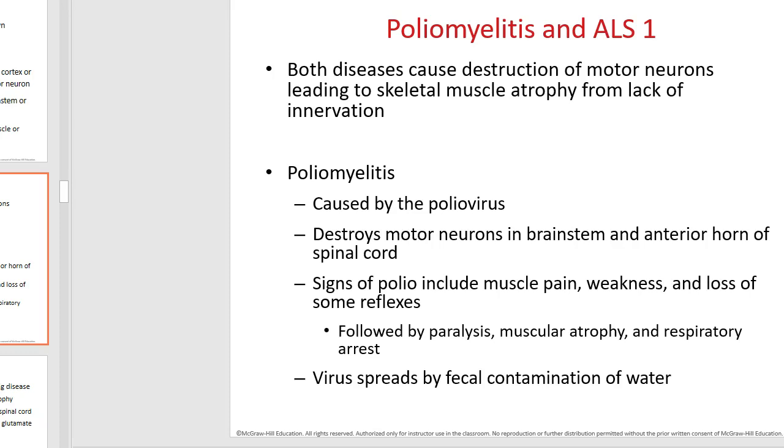Eventually, sometimes they have to go on what they call an iron lung, because their skeletal muscles aren't able to help them breathe anymore, so they need assistance. And then eventually, if they don't get the iron lung, then of course they go into respiratory arrest. And that is spread by fecal contamination of water. So there were poor water conditions when polio first came out. Now that those areas are treated, we don't see it anymore.